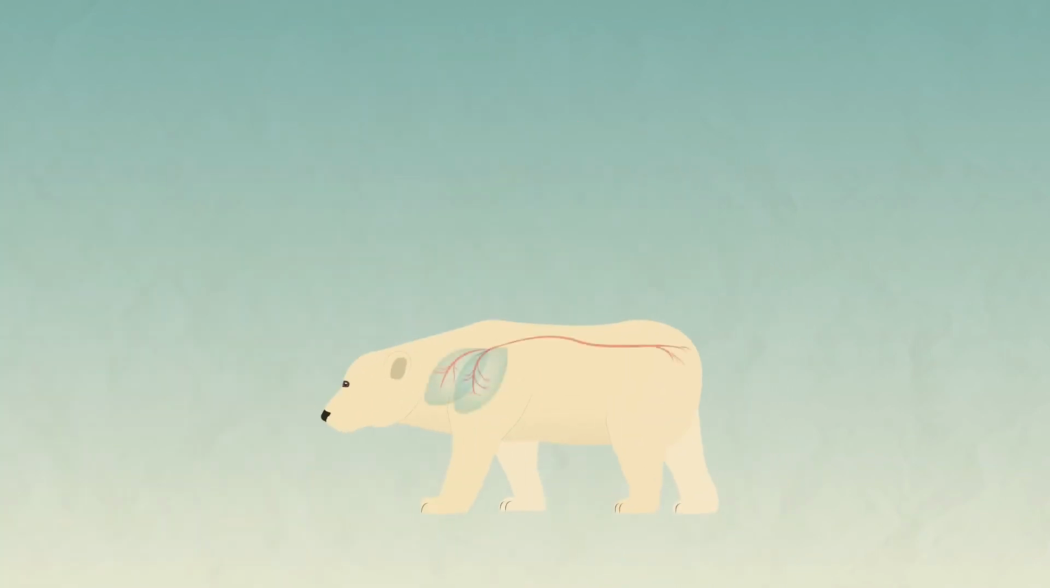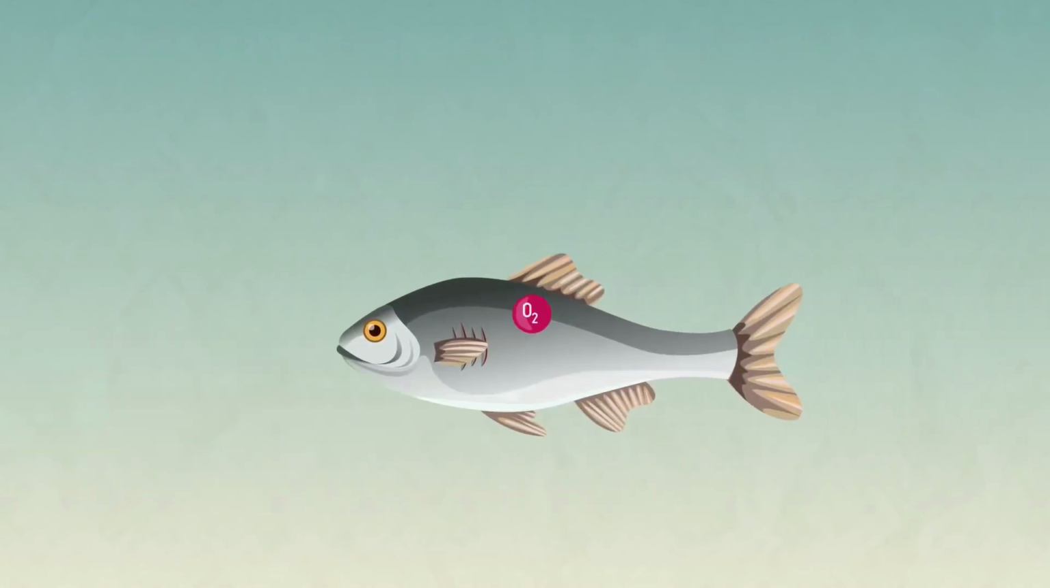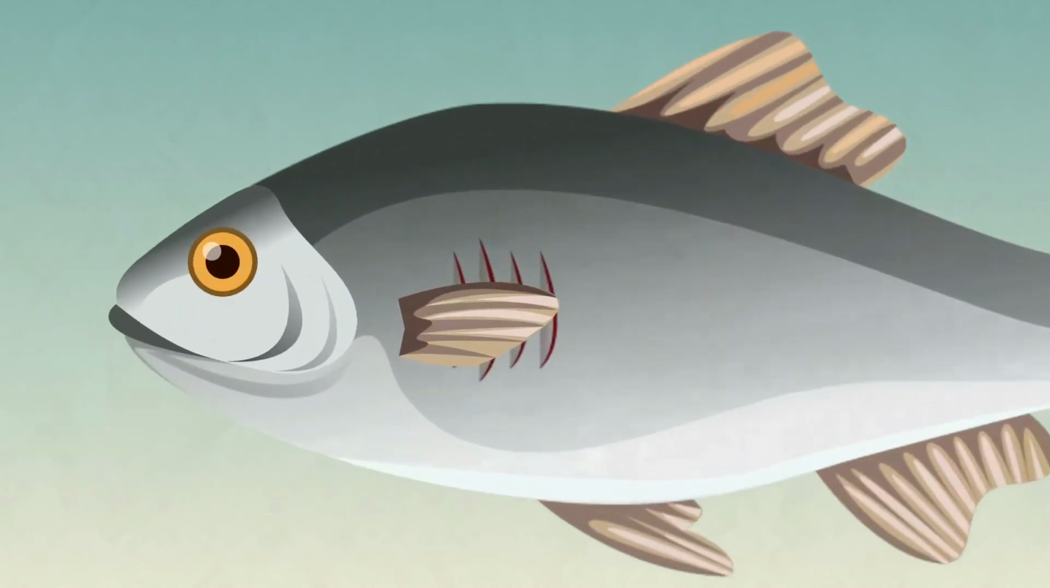Secondly, they all have a good blood supply. You want to get oxygen into the blood and carbon dioxide out as quickly as possible, so the blood travels very close to the exchange surface to once again maximise diffusion. You can see that they have a good blood supply as the gills on the fish are bright red.